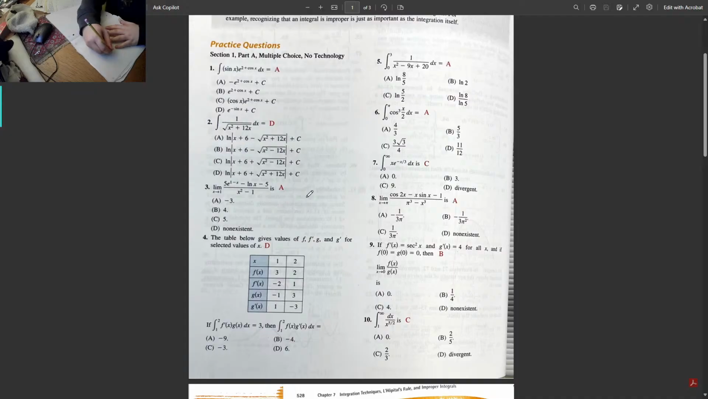that would be 5e to the, if we just plug in 1 because x is approaching 1, 5e to the 1 minus 1 minus ln of 1 minus 5. And anything to the 0th power is 1, so that would be 5 times e to the 0th power, 5 times 1, so 5. 5 minus the natural log of 1, which as we all know is 0. 5 minus 0 minus 5, so 0. So the limit as x approaches 1 of the top function is 0.